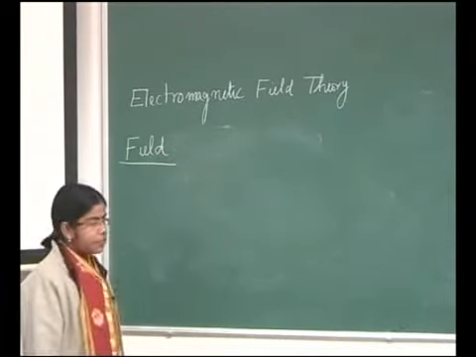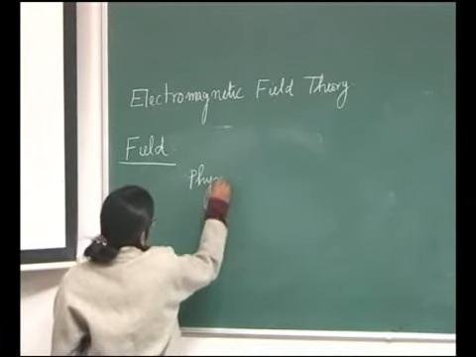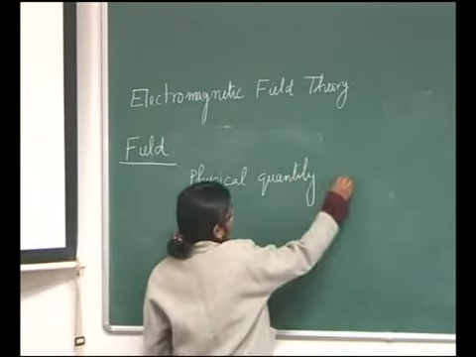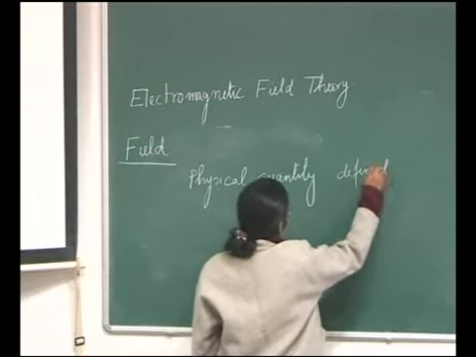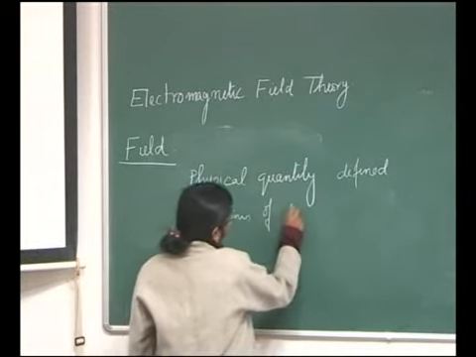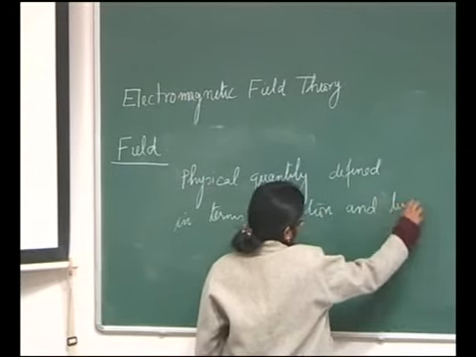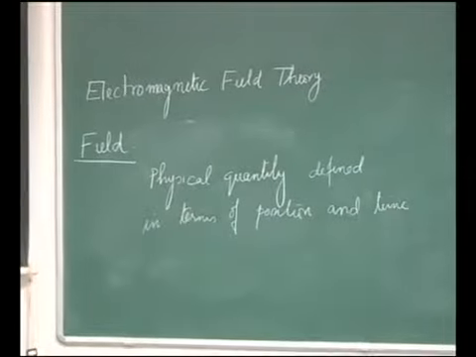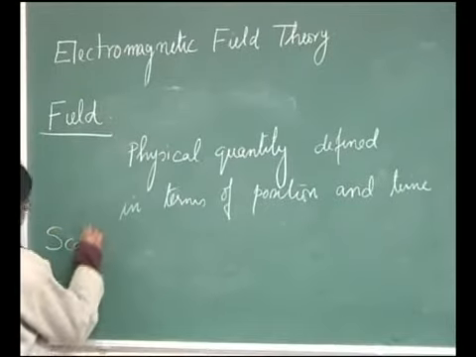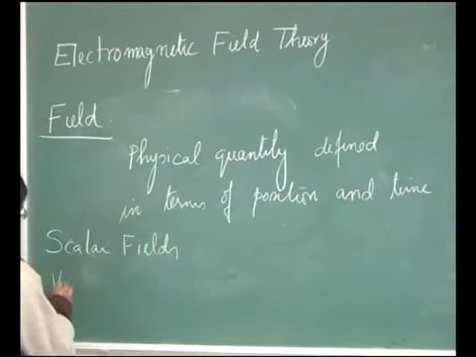So first, to understand what is a field. A field is a physical quantity defined in terms of position and time. So let us take an example. There could be scalar fields and vector fields as well.